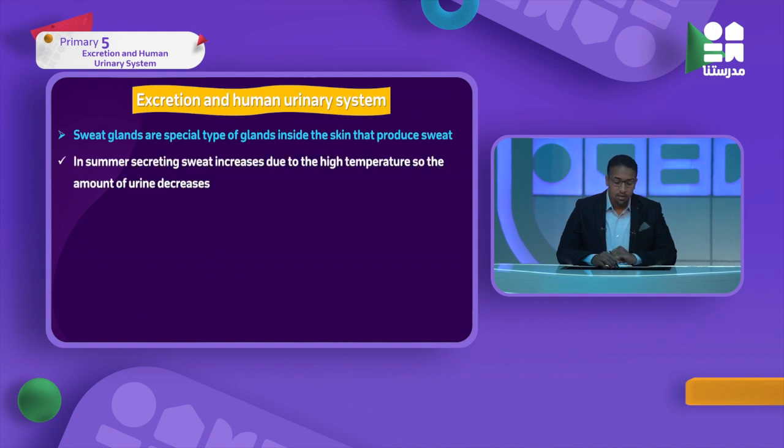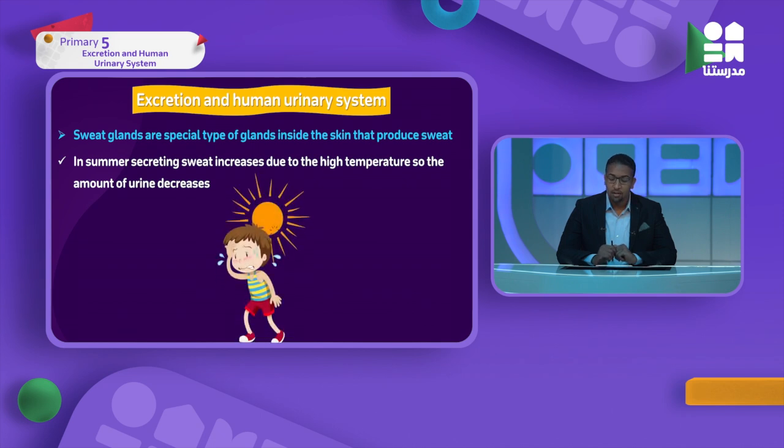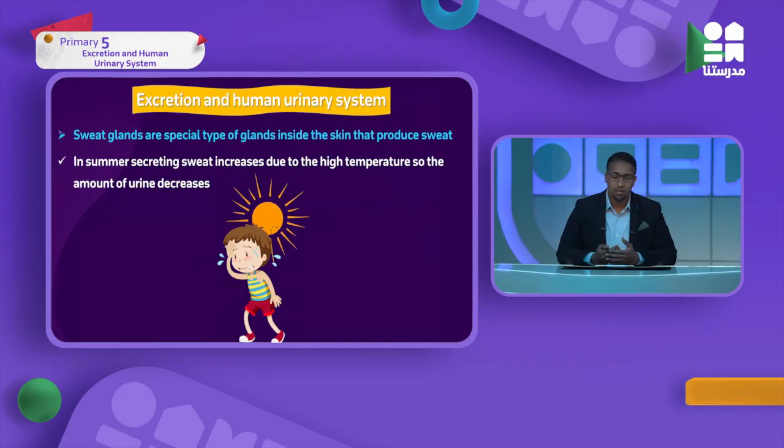In summer, secreting sweat increases due to the high temperature, so the amount of urine decreases. In summer احنا بنروح التويلت قليل شوية. Why? Because in summer the temperature is high, so our body produces more sweat. Sweat ده مهم جدا to decrease our temperature, to keep the temperature of our skin average, or to cool our body. And that's why in summer sweat increases and the amount of urine decreases.